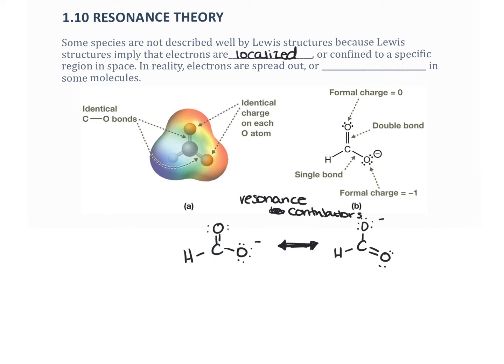And what that indicates to us is what we're really seeing is something called a resonance hybrid. And in a resonance hybrid, what we see are that the electrons here aren't just between this carbon and this oxygen. And they're not just between this carbon and this oxygen. Instead, these electrons are spread out over more than two atoms. So they're shared between this oxygen, this carbon, and this oxygen. This is called a resonance hybrid.